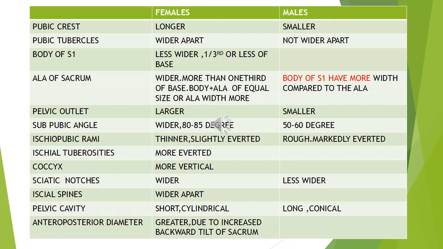And then after the greater sciatic notch, you can see the ischial spine. The ischial spines are wide apart in the case of female. After that, the next notch you will see is the lesser sciatic notch. It is also wider in the case of female than in the case of males.